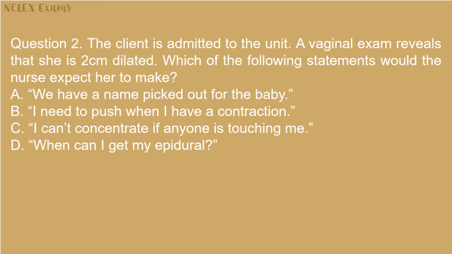Question 2. The client is admitted to the unit. A vaginal exam reveals that she is 2 centimeters dilated. Which of the following statements would the nurse expect her to make? A. We have a name picked out for the baby. B. I need to push when I have a contraction. C. I can't concentrate if anyone is touching me. D. When can I get my epidural?